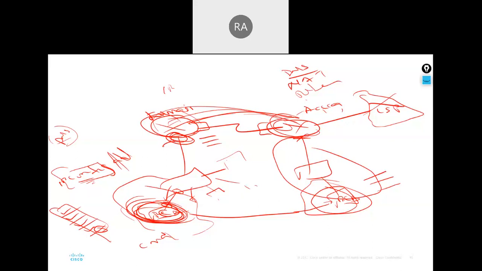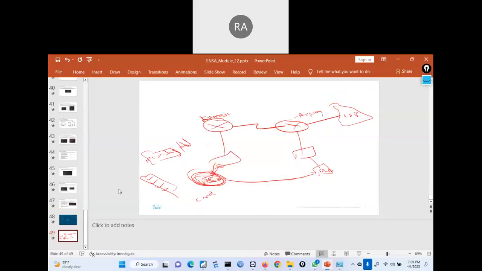Any question? No, sir. Rex, any question? No, sir. Are we good with this? Yes, sir. Good. All right. So if you guys don't have any question, that will be the end of the class on troubleshooting.